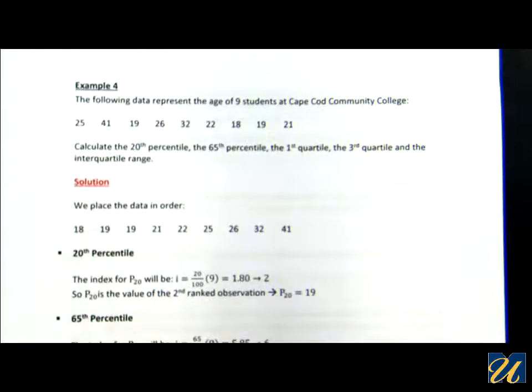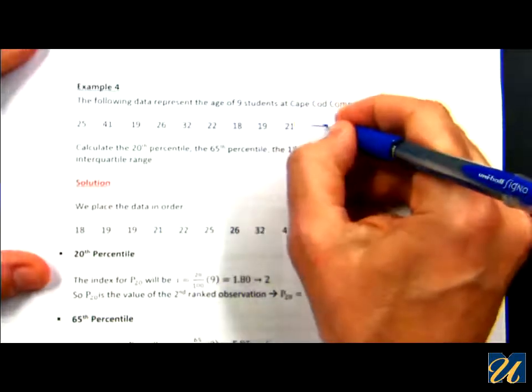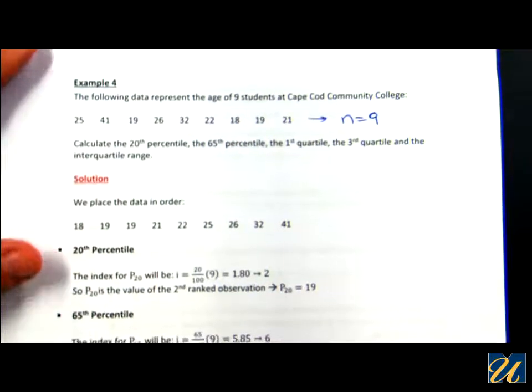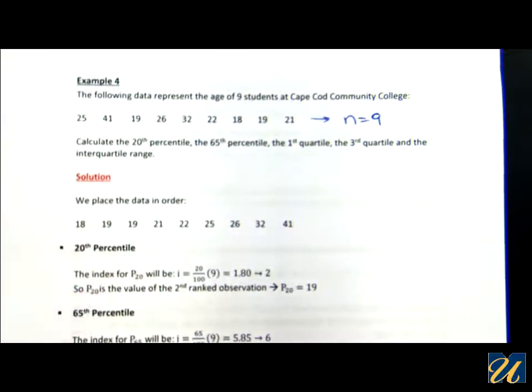So let's take a look at this example. The following data represents the age of 9 students in the Cape Cod Community College. So we know from here that N is equal to 9. We want to calculate the 20th percentile, the 65th percentile, Q1, Q3, and IQR.